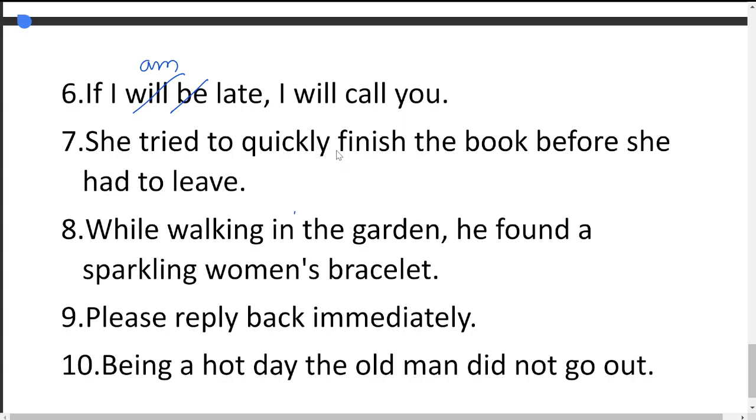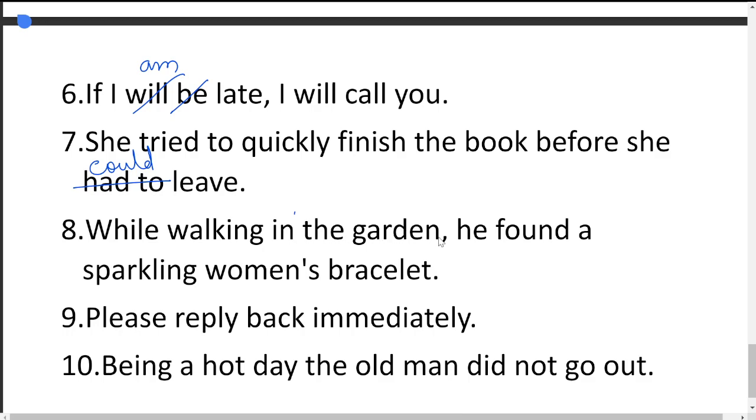Next, "she tried to quickly finish the book before she had to leave." She tried to quickly finish the book. Why? She had to leave. Now, what can be used here? She tried to quickly finish the book before she could leave, not "she had to leave." Before she could leave, she tried to complete the book.